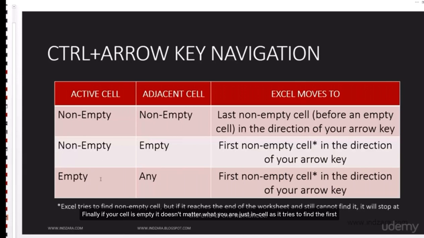Finally, if your active cell is empty, it doesn't matter what the adjacent cell is, it tries to find the first non-empty cell in the direction of your arrow key. Again, if it doesn't find any and it reaches the end of the spreadsheet, it will then stop at the end of the spreadsheet. These control plus arrow key shortcuts can help you in quickly navigating around your data set, trying to find cells with data, and this can save you a lot of time when you are doing a lot of data processing and also data analysis.